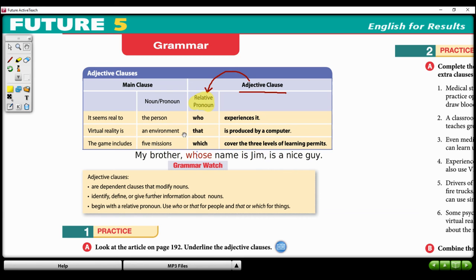We can use adjective clauses to define the noun, or most often to give some extra information, further information. And when we do that, we will offset the adjective clause with a comma, either at the end of the sentence or in the middle. So in this case, my brother, whose name is Jim, is a nice guy.